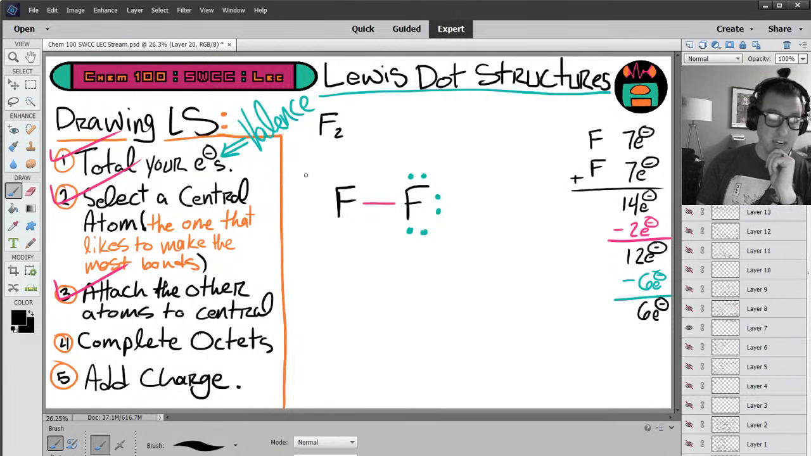Now, let's look at our second fluorine. Our second fluorine, again, only has 1 bond, 2 electrons in that bond. So it wants 6 more. And look at that, we have 6 more in our budget. So we're going to spend our final 6 electrons to complete fluorine's octet.